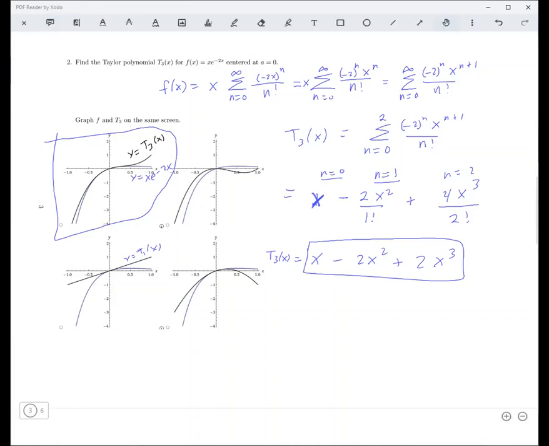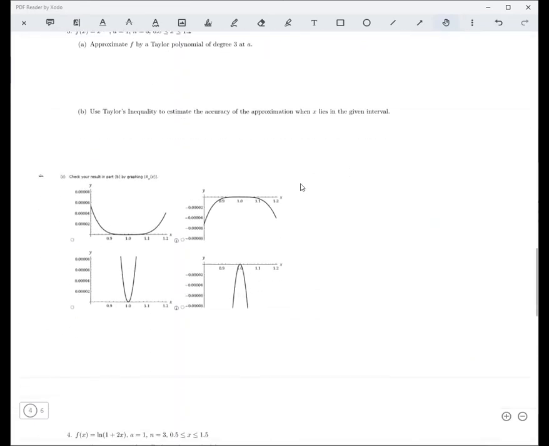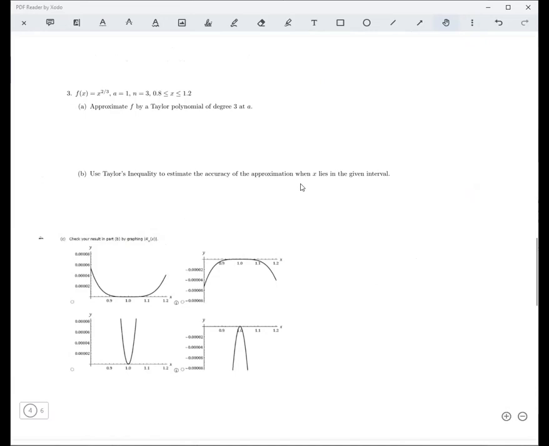any questions about that before we move on? No, all good. Okay, let's go to number 3 then. So f of x equals x to the 2/3, a equals 1, n equals 3. Approximate with the Taylor polynomial of degree 3. So again, we're looking for T3 for this function when a is 1.